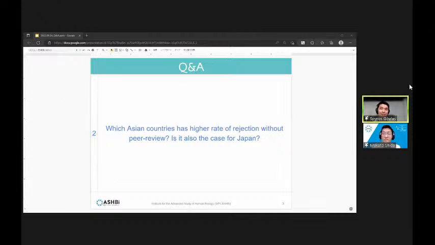However, Japan is one of the highest submitting countries in the world, and therefore it is on the higher end in terms of rejection rates, yes. Okay, thanks.